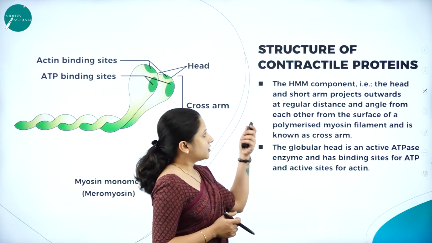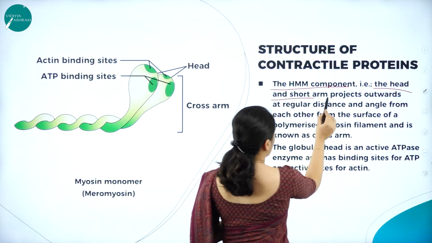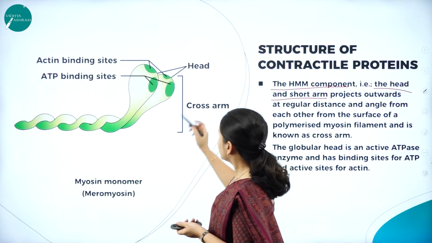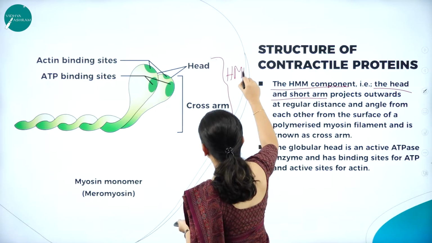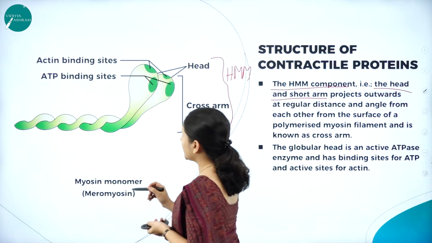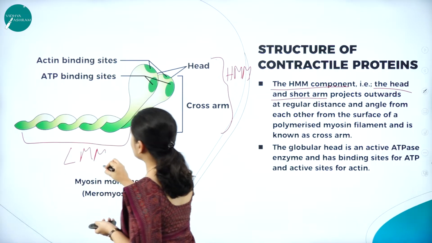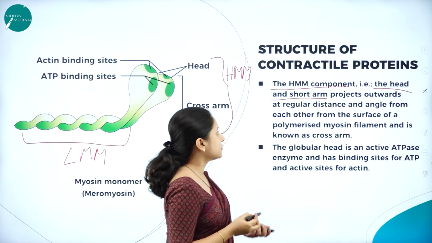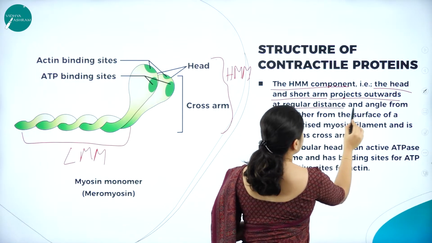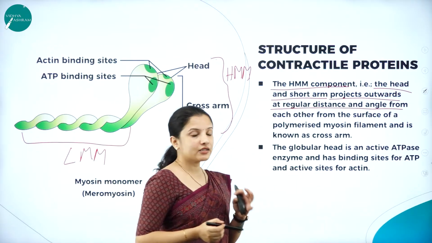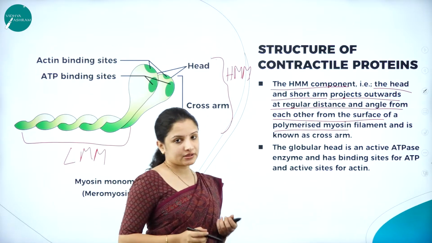Next, moving further, the heavy meromyosin component is the head and the short arm. We had studied this head part along with the short arm; it is the HMM, the heavy meromyosin component. Whereas the tail part is the light meromyosin component. The heavy meromyosin component, the head and the short arm, projects outwards at regular distances and at an angle from each other from the surface of a polymerized myosin filament.